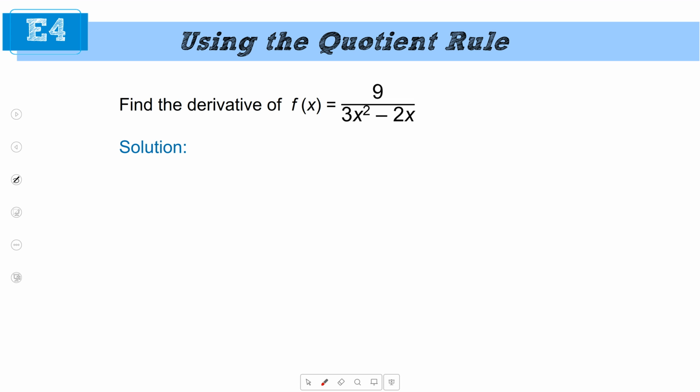I don't like the fact that I flipped my paper and now I can't see it. Oh, sorry, Ellen. The derivative of 9 is 0. It's 0. Yeah.